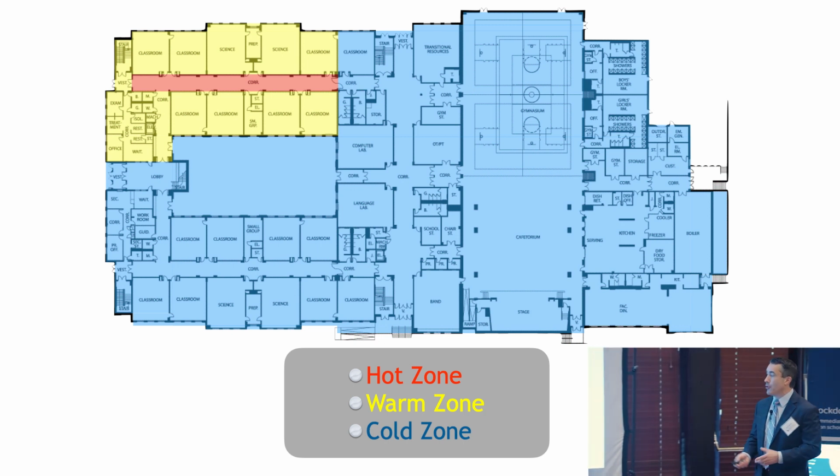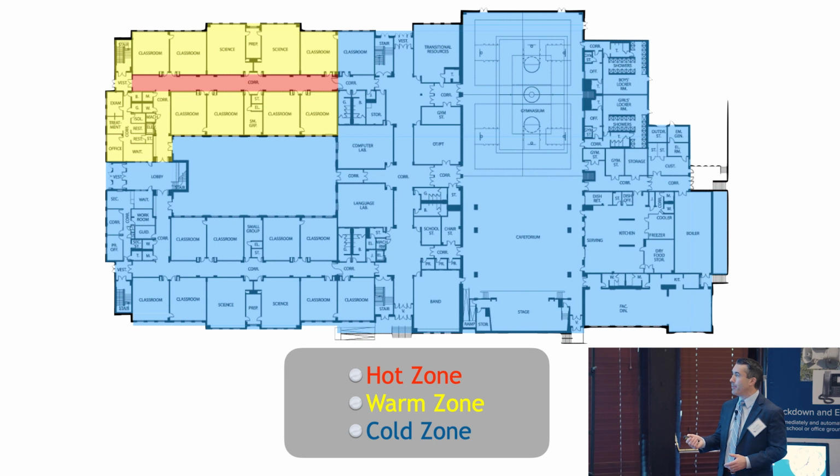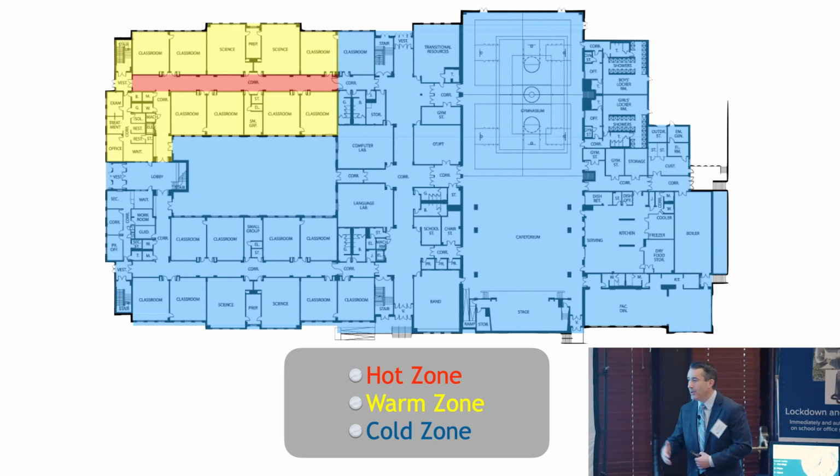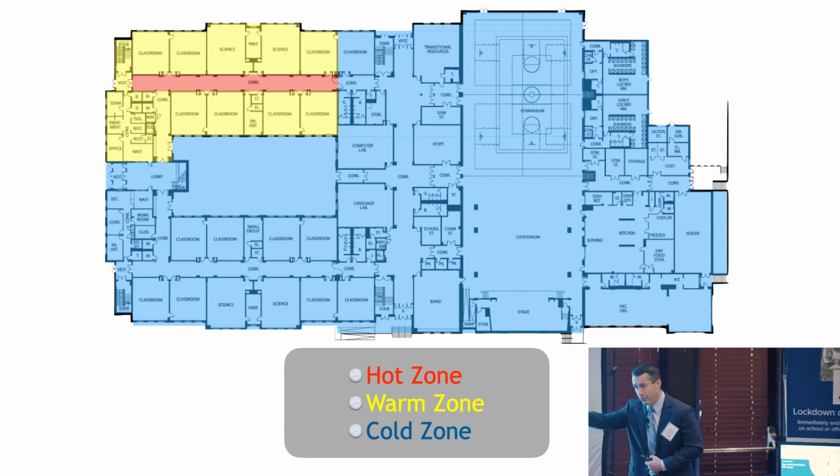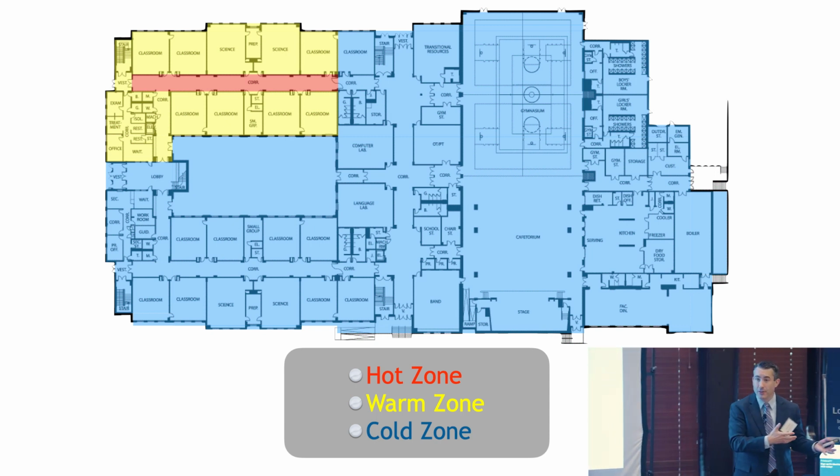So let's say the threat happens to be in this northwest hallway up here. That area is in red, and that's a hot zone. That's basically defined as if you're in the hot zone, you see the threat directly, and you're probably trying to get out for your life.